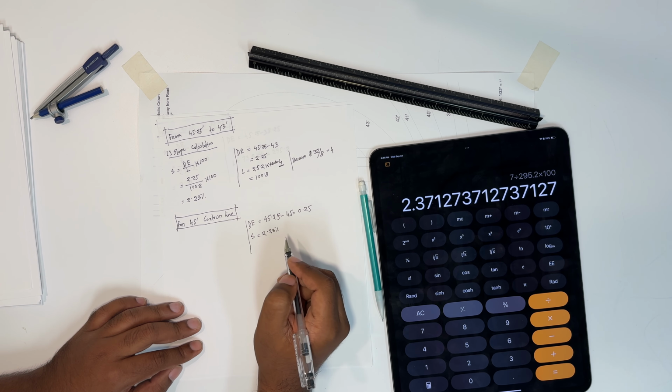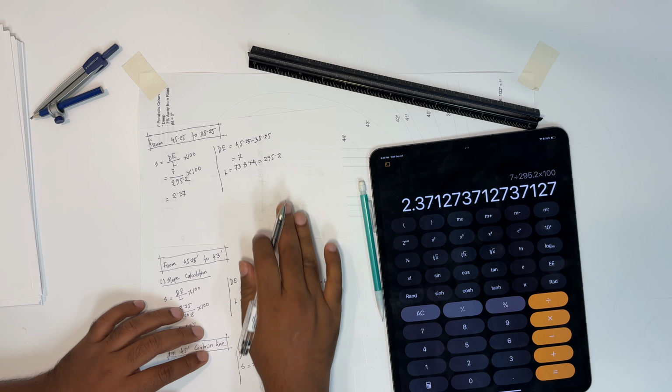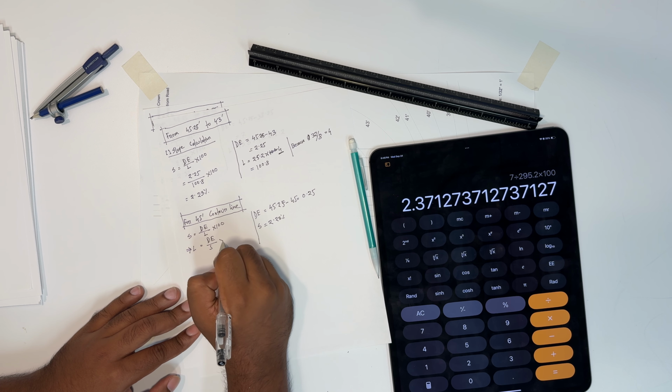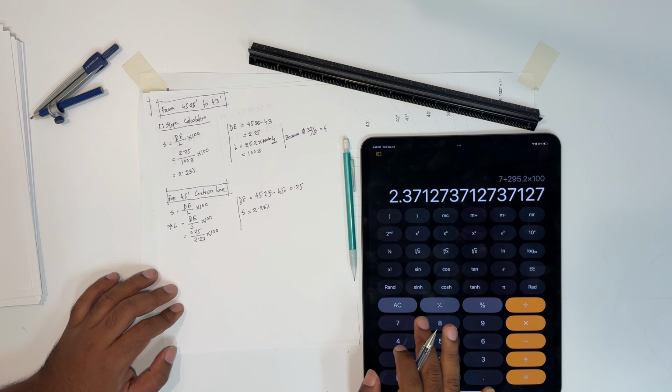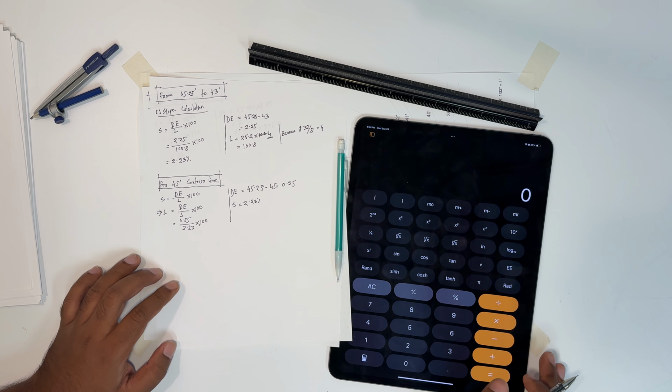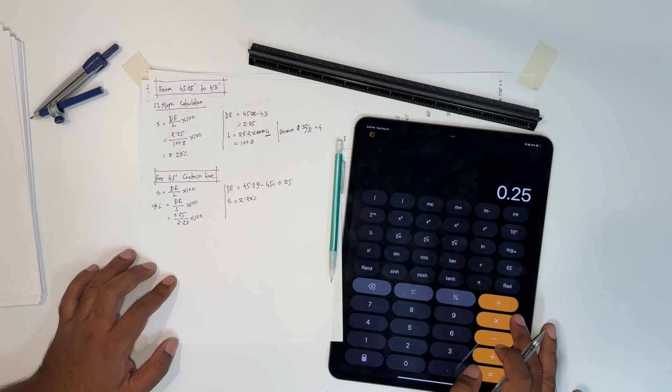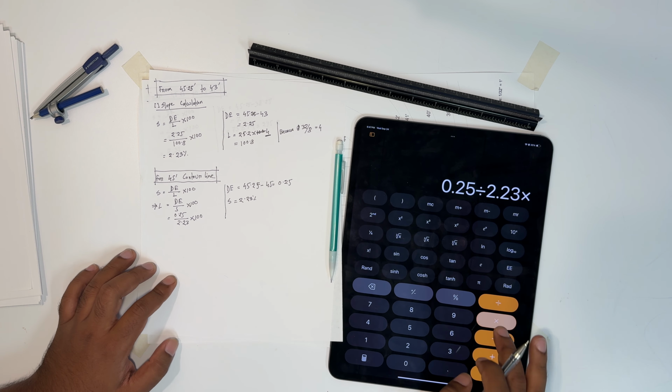So let's try to figure out the L, where in the crown that's going to be. So S equals DE divided by L into 100. That makes L equal DE divided by S into 100. So 0.25 divided by 2.23 into 100. So that's 11.21.